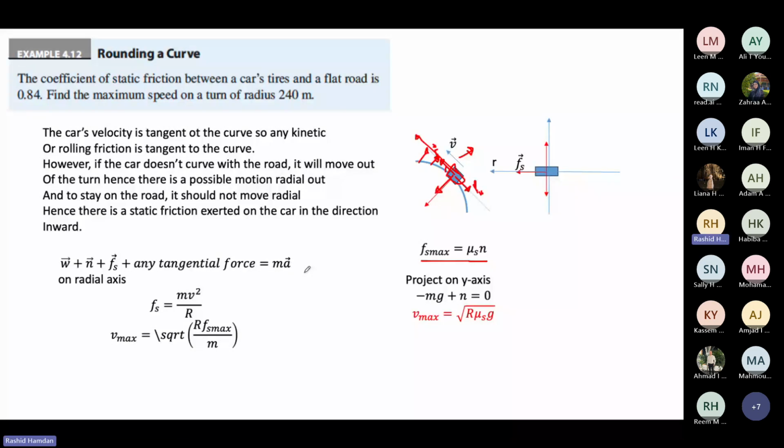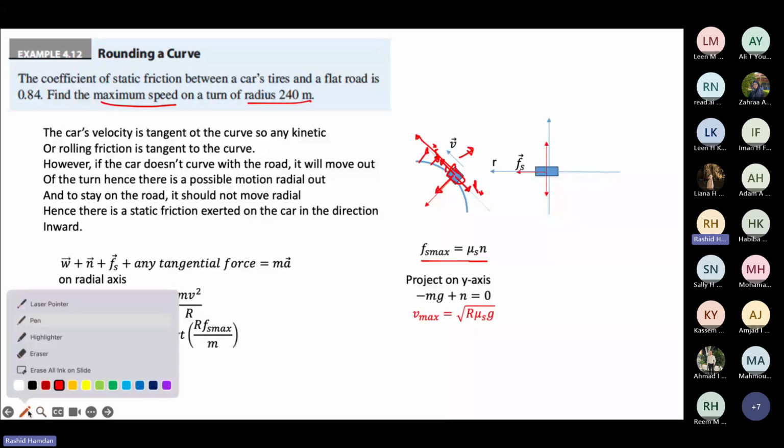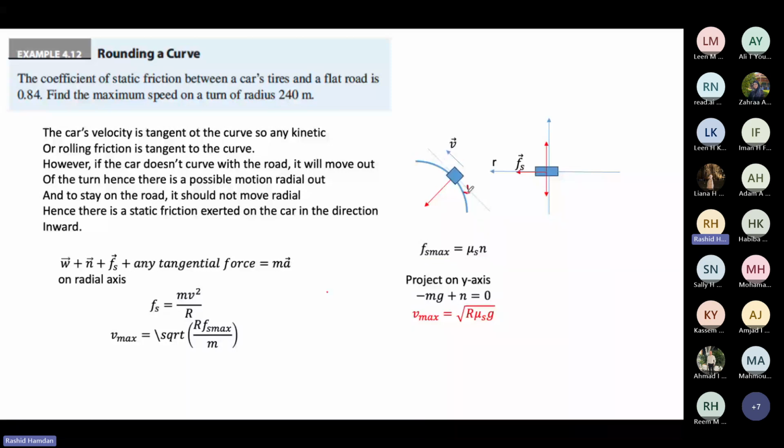So the question is, what is the maximum speed when I am turning with a radius of 20 meters? So this is the top view. Let's erase what we scratched here. If I look at the side view, a back view of the car, now this is the vertical axis, the y-axis. This is my radial axis. I draw it here. Fs is on the radial axis. This is the normal reaction, and this is the weight.